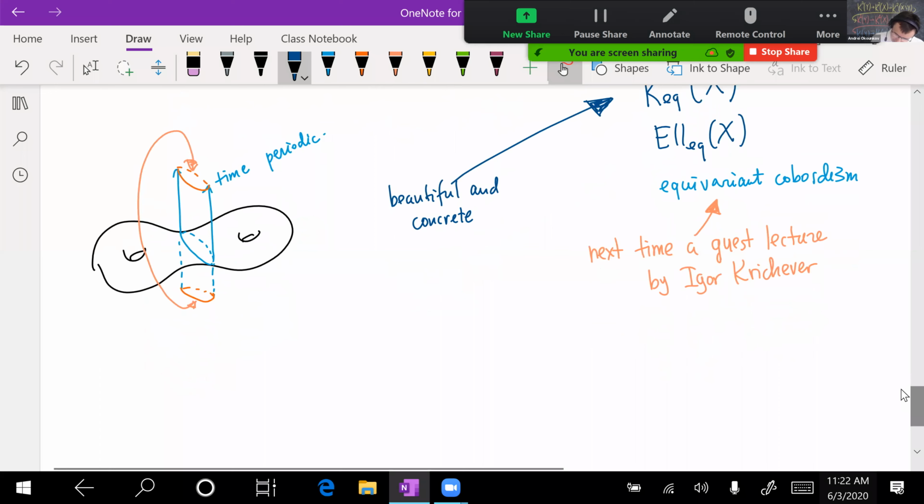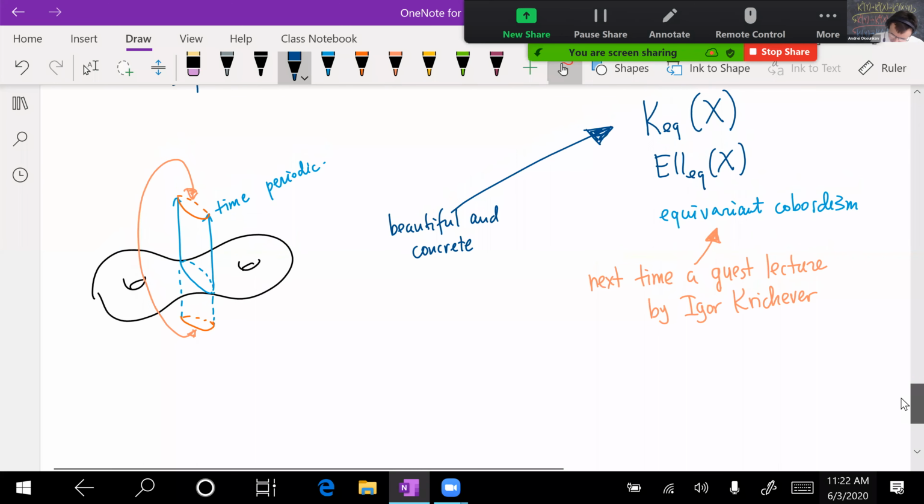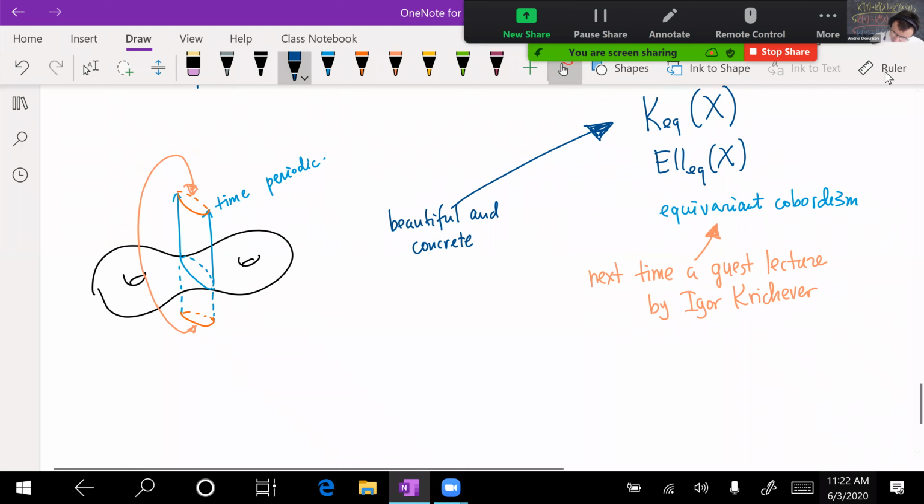So this is a subject of a whole different set of lectures. But we will make an attempt to discuss what this is. By contrast, K-theory, equivariant K-theory, is something, like I said, extremely concrete. So it exists in many incarnations.